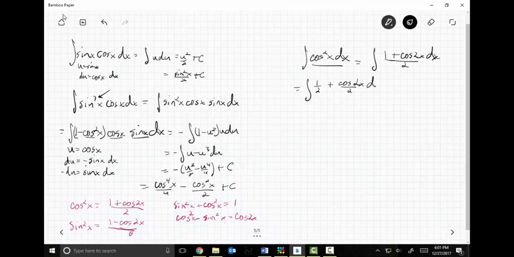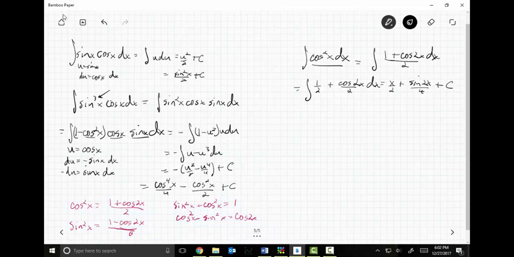Over 2 dx. And this just turns into x over 2 plus sine of 2x over 4 plus c. Remember the antiderivative, it's got a linear term. I'm not going to do a u substitution because it's too easy. All right? Okay, now, that's pretty simple.